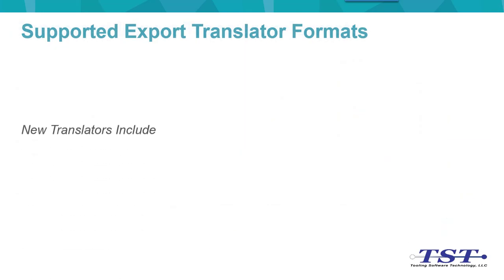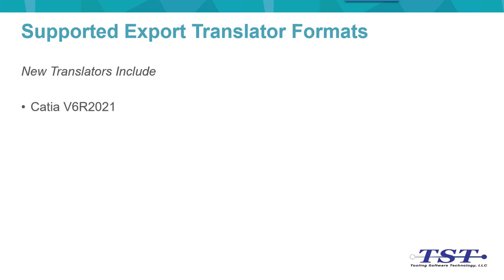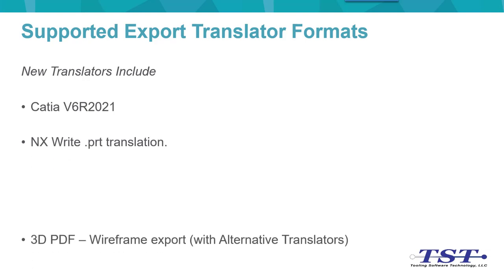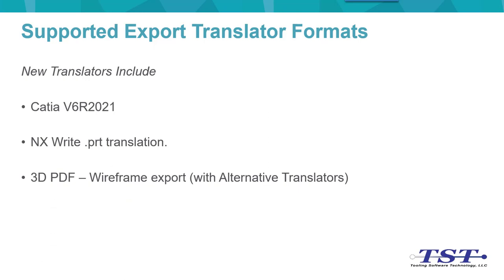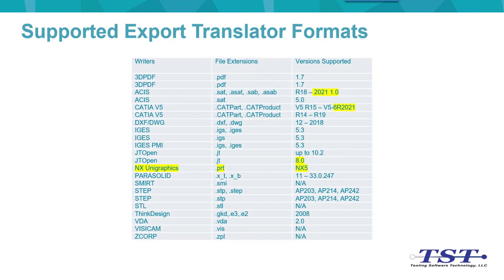To go over some of the new export functions, these include CATIA v6 2021, a new translator to be able to write out NX files, and 3D PDF wireframe exports for the alternative translator. And here's once again a list of the new export options. Highlighted are the new features in 2022.